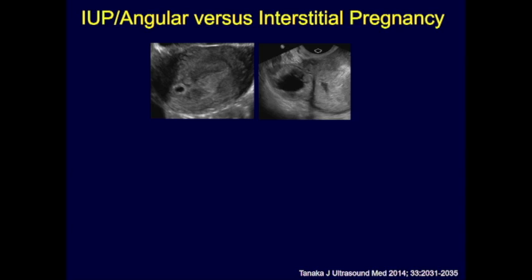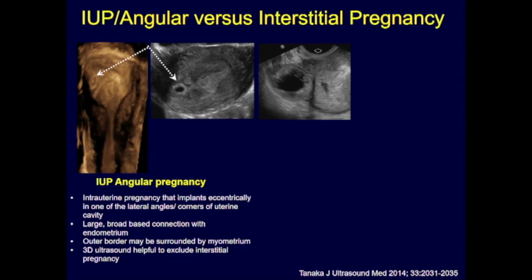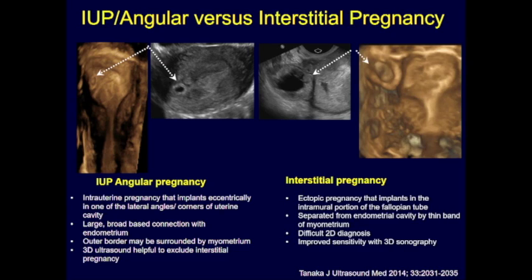So the first one on the left is an IUP angular intrauterine pregnancy. So the IUP angular is when the gestational sac implants in the upper lateral aspect of the endometrial canal, medial to the uterotubal junction, and there's a large broad-based connection with the endometrium. The interstitial ectopic pregnancy is when the pregnancy implants in the intramural portion of the fallopian tube.